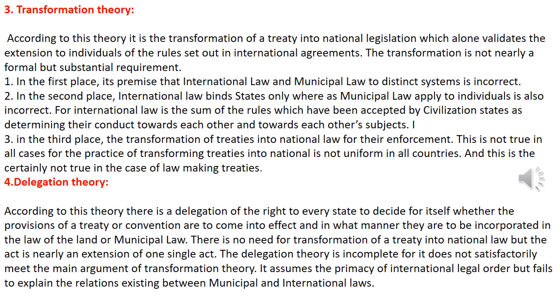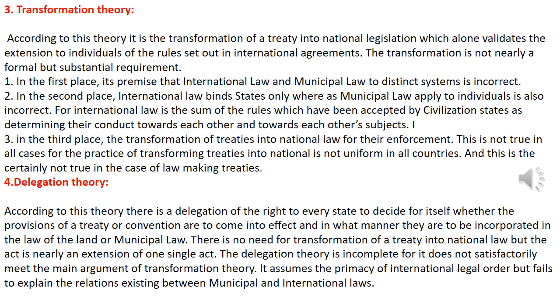And they also said that the transformation of treaties into national law for enforcement is also not true in all cases, because the practice of transforming treaties into national law is not uniform in all countries and doesn't follow any certainty. So this is transformation theory.